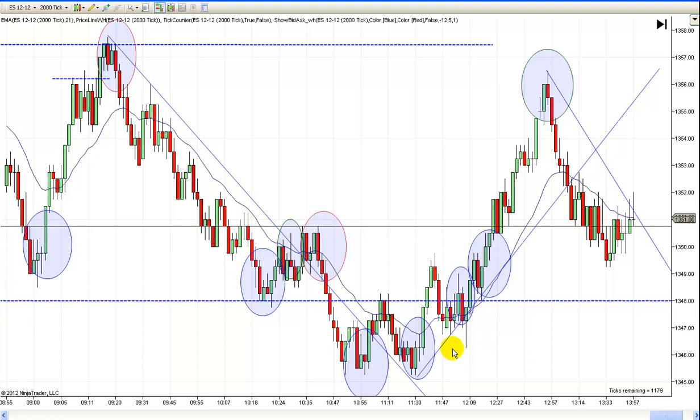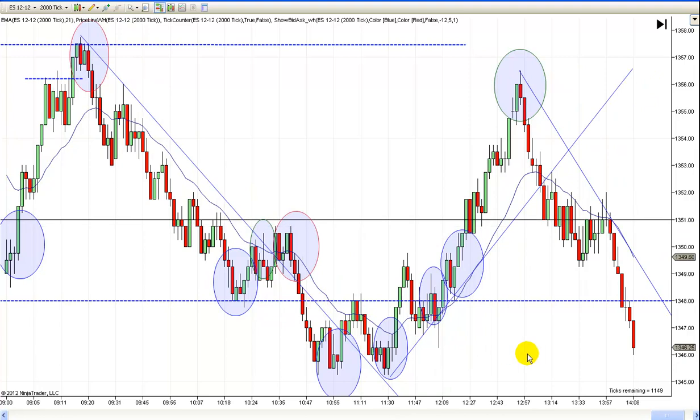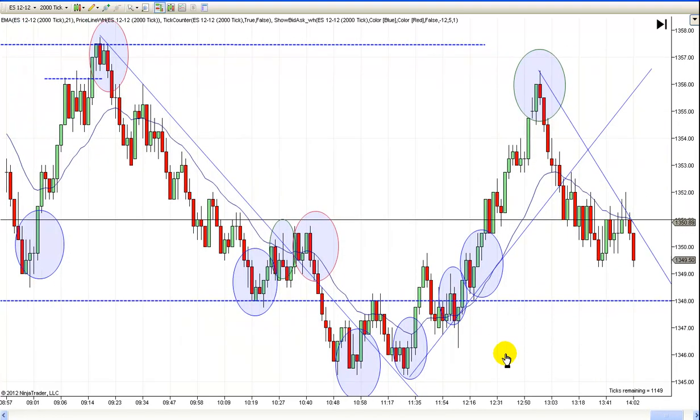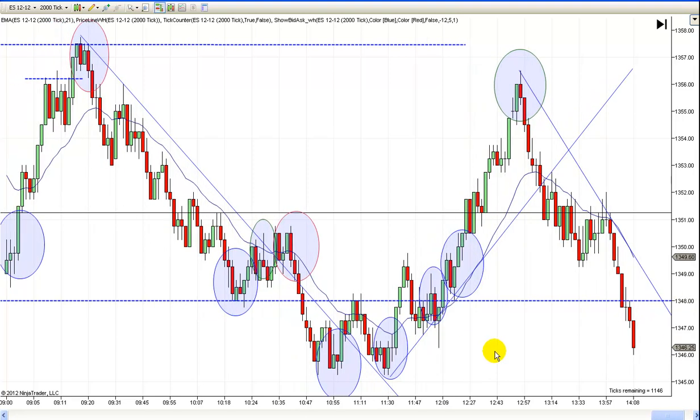Anything can happen, so it's better. And if you'd have taken that short, you see it would have worked, but it's just not a really good setup down here at this strong support area. So better to wait and see if you can't get a trap, and then look what happens.